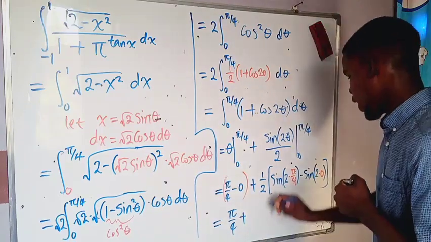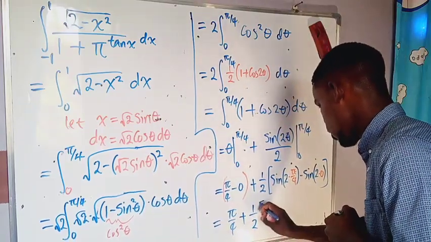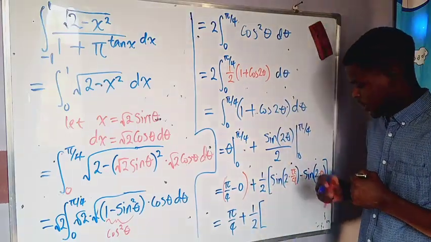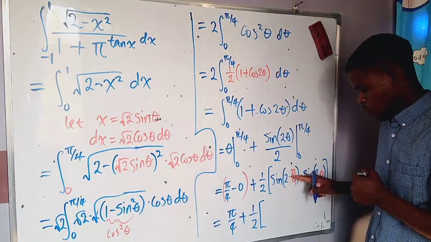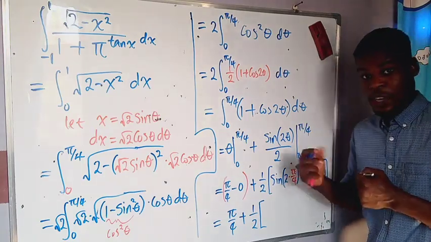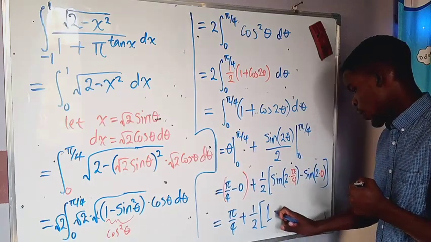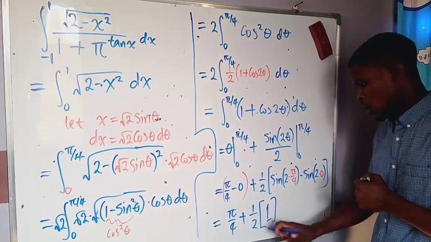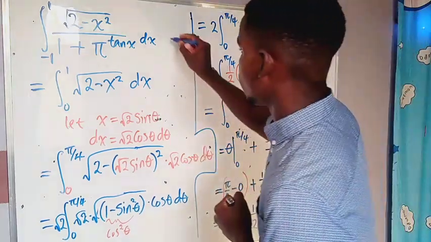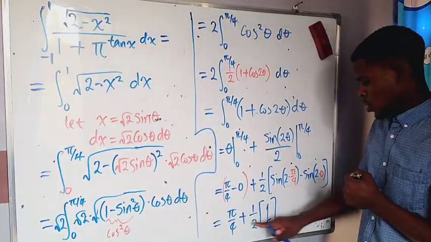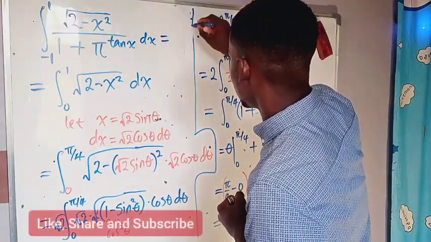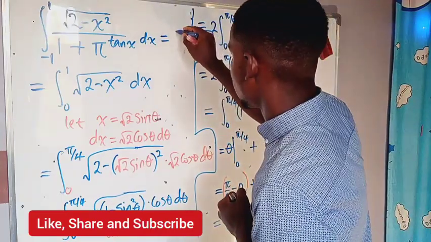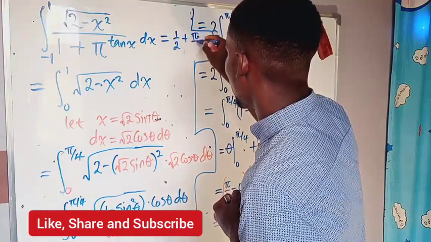Plus 1/2 of sine of 2 times pi over 4. This is pi over 2. Sine of pi over 2 is like saying sine of 90 degrees, which is just 1. Then 2 times 0 is 0, and sine of 0 is 0. So here we just have 1. Altogether, this will become pi over 4 plus 1/2. That is 1/2 plus pi over 4.